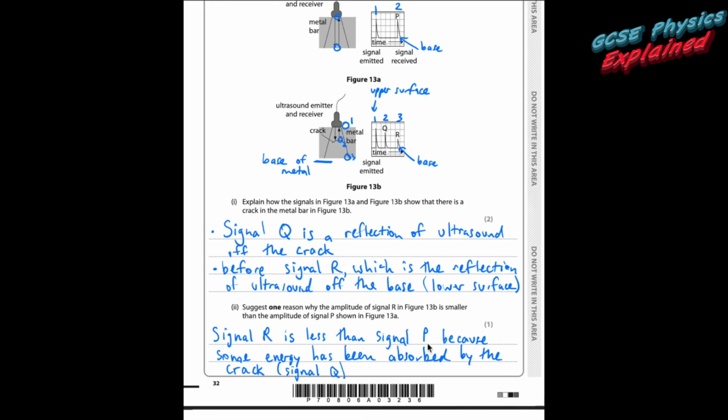Signal R is less than signal P because some energy has been absorbed by the crack, which was signal Q. Or instead of absorbed, you could have said reflected. That would be fine.